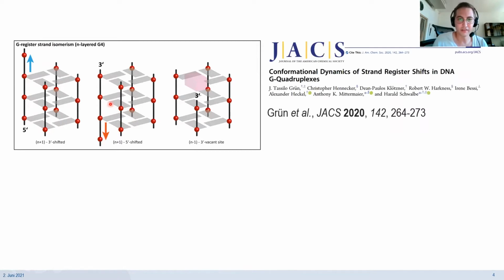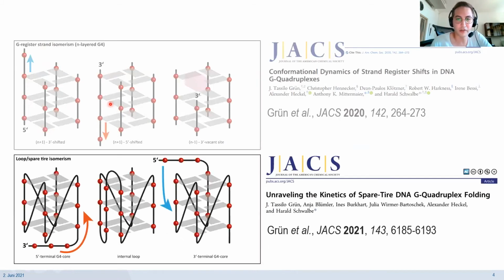We have recently examined such systems and also described the refolding dynamics of such systems. But what I'm going to talk about today is a different feature. This arises in sequences where you have more than four nearby G strands, meaning that you have additional G strands that can eventually displace or exchange with one of the strands that is incorporated into the quadruplex structure. Such folding isomers you can easily imagine as having a spare tire, and so the related spare tire dynamics come from this name.